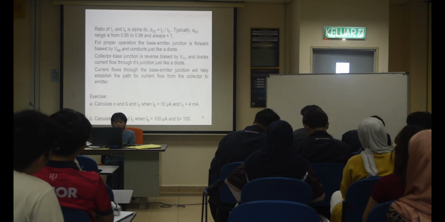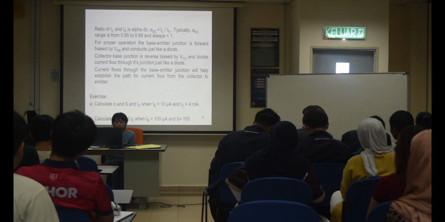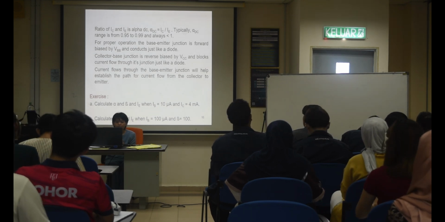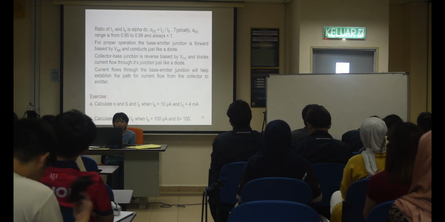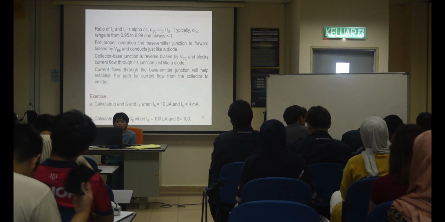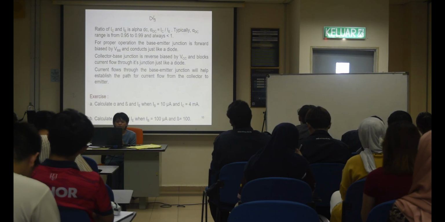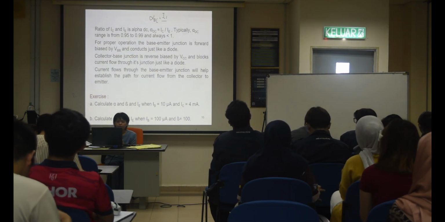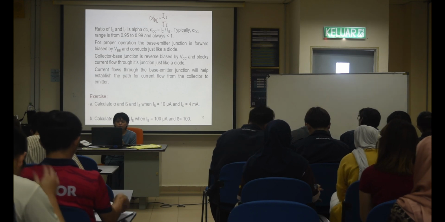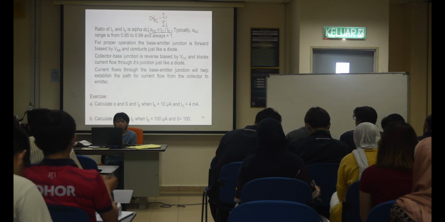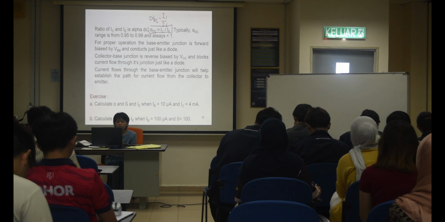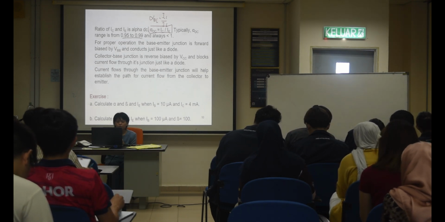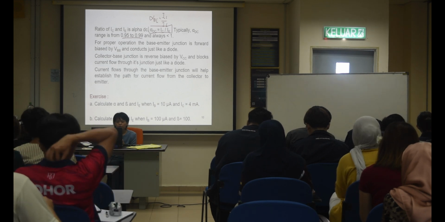Okay. So the ratio of IC and IE can be calculated with alpha. This one is another formula. Alpha DC equals IC divided by IE. This formula must remember. Okay. So this alpha must be in the range of 0.95 to 0.99. It is always less than 1.